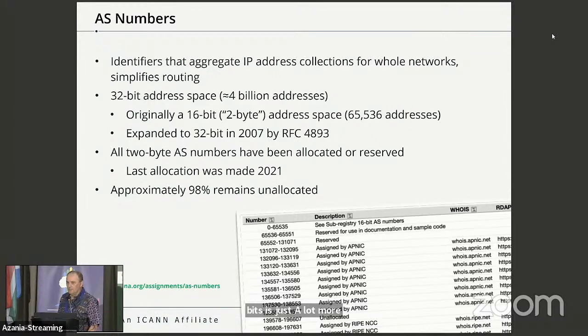We've run out of the 2 bytes or the 16 bits AS numbers at ICANN. Now, once again, the regional internet registries still have some, but we don't have any. And we've got plenty of 32-bit. Got about 98% still left. So we should be all right for a little while. And I suspect at some point the IETF will look at that and go, okay, well, let's do something else. Let's maybe go to 64-bit or 128-bit, who knows? But we're doing okay there.